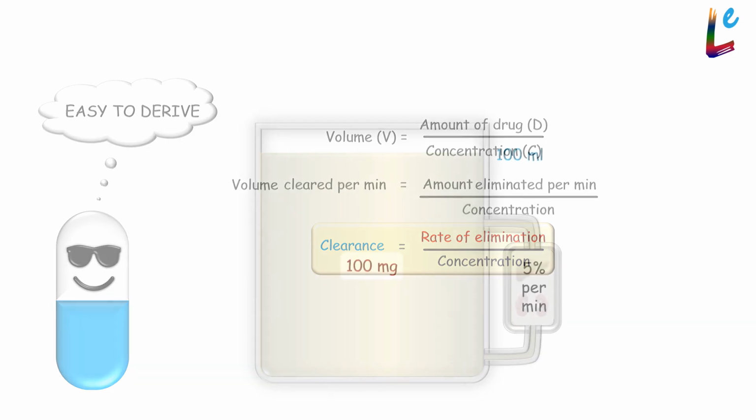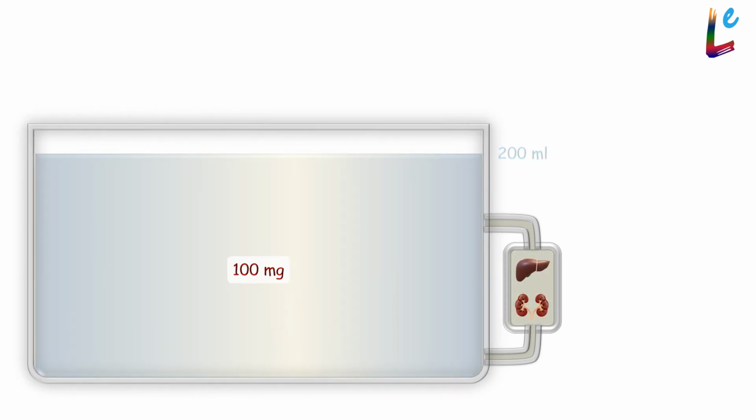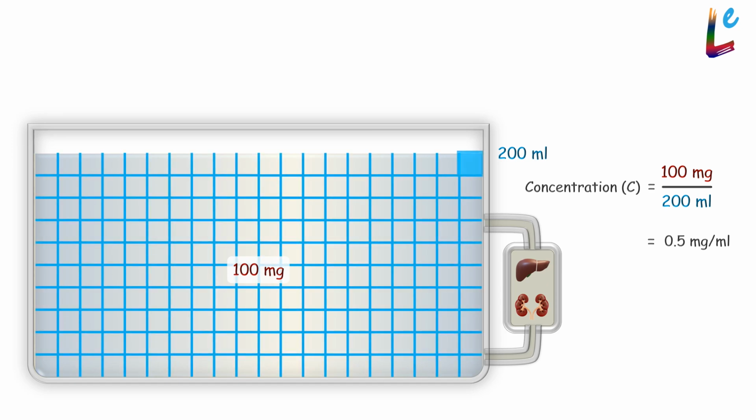Now let's go back to the tub. Imagine that instead of 100 ml, we have a tub with 200 ml of water containing the same 100 milligrams of the drug. Now the concentration is 100 milligrams in 200 ml, that is only 0.5 milligram per ml. Now let's again divide the tub into squares of 1 ml each. We have 200 squares and each square contains 0.5 milligram of the drug.